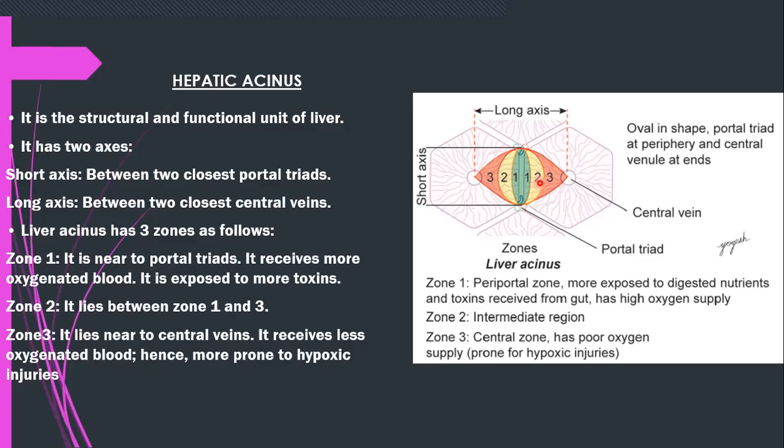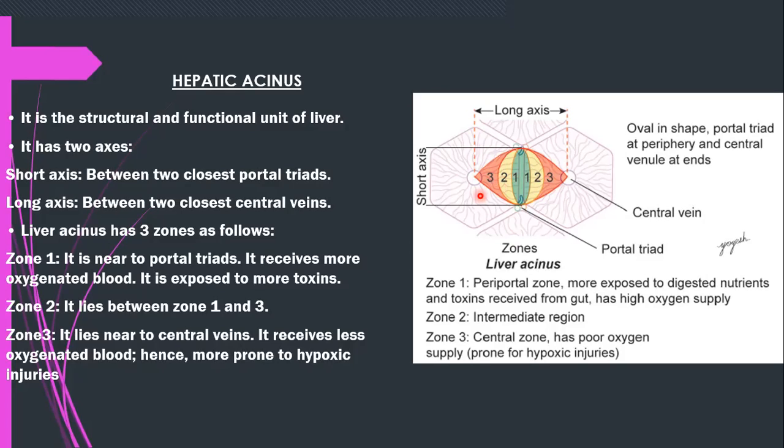So it has 3 zones. Zone 1 lies near to the portal triads here. It receives more oxygenated blood, okay? It is the one which is very close to the hepatic arteriole, so it will receive more oxygenated blood, but it is the one which is exposed to more toxins. Zone 2 lies here, between zone 1 and zone 3.